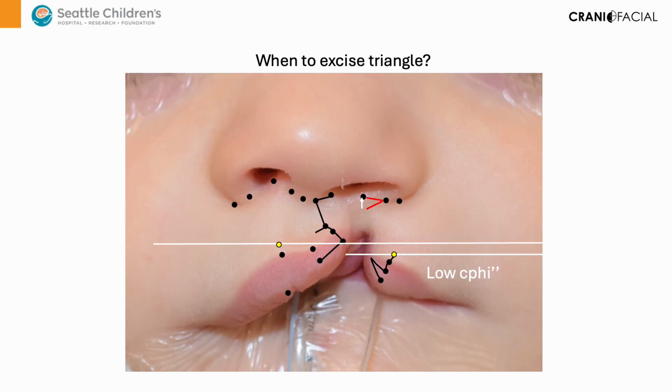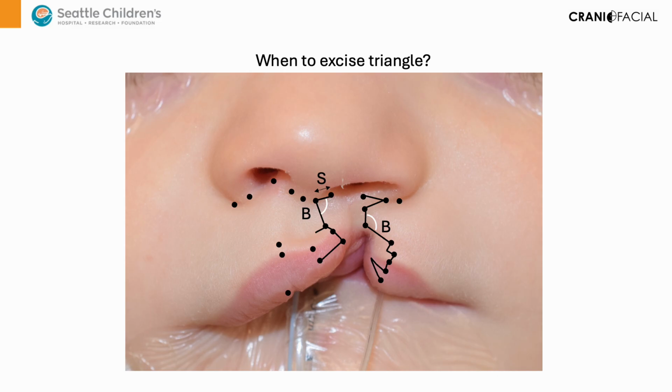How do you know when to excise a triangle? Well, if you look at the vertical position of Nordhoff point relative to the Cupid's bow peak on the non-cleft side, it's actually quite a bit lower. We can measure the lateral lip height and determine whether there's an excess there or not. And ultimately, what's important, I think, is that the angle between the limbs on the medial side and the lateral side are matching.